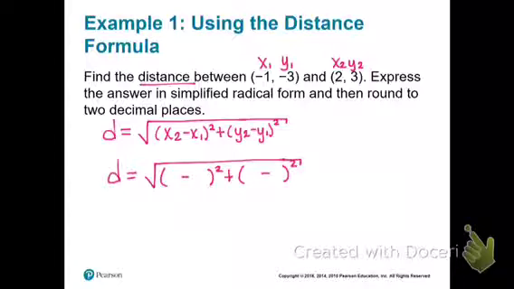All right, so let's plug it in. What is our x2? It's 2. And what is my x1? And what is my y2? And what is my y1?